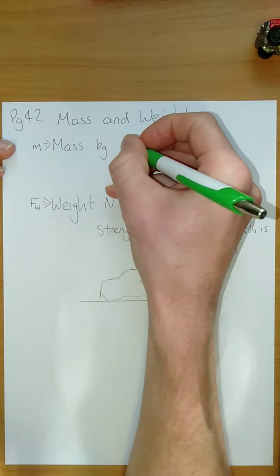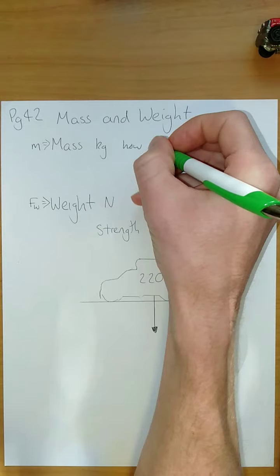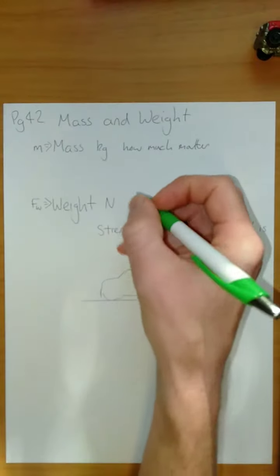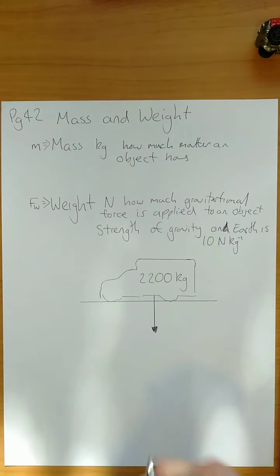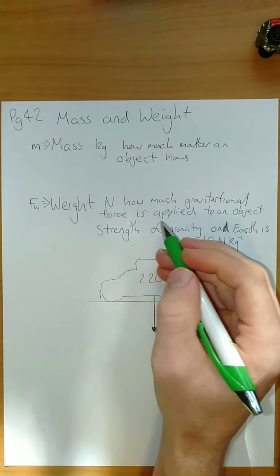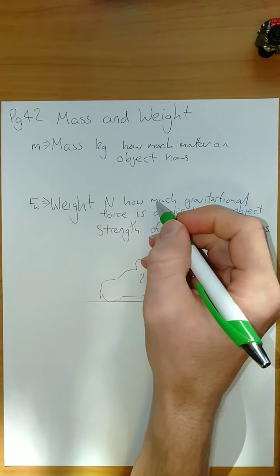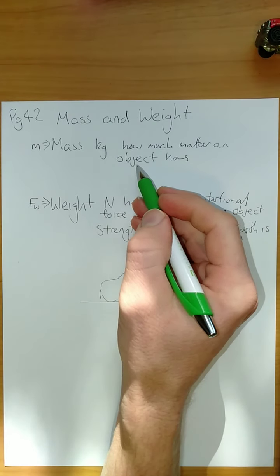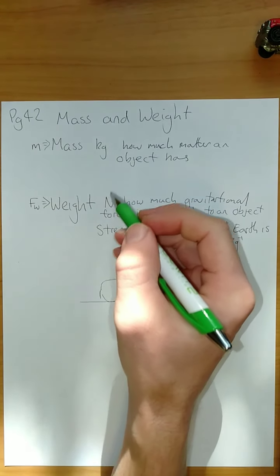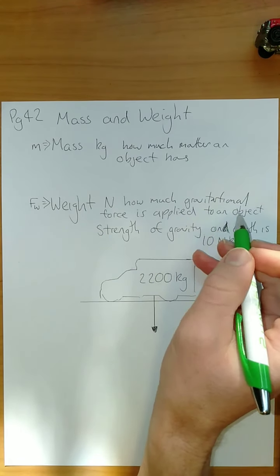Now mass is how much matter an object has, or how many atoms an object has. Whereas weight is how much gravitational force is applied to an object. Whereas mass was how much matter the object has. So if you take an object to the moon, you're not making it any smaller, you're not giving it any less mass, so the mass value on the moon will be the same as what it is on Earth. However, the gravitational force on an object when it's on the moon is significantly less.